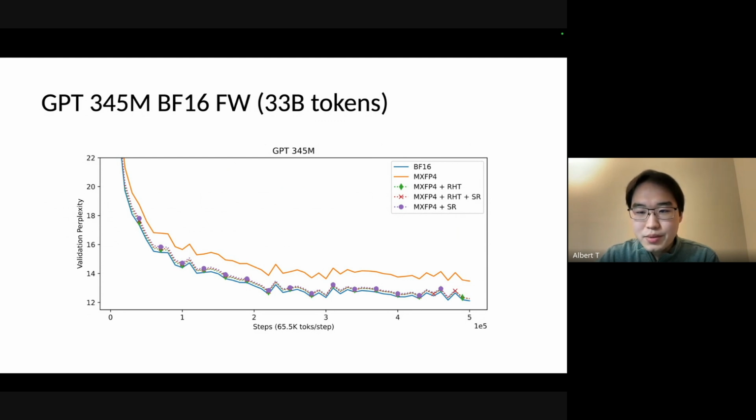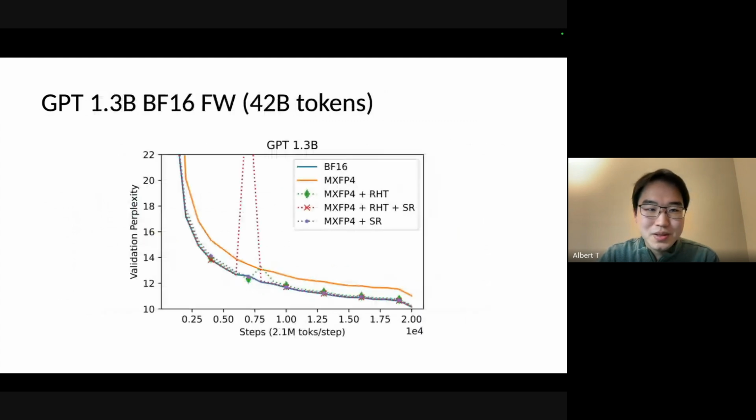And if you add the Hadamard transform, stochastic rounding, or both, you can get very close to BF16, which is good. This is GPT 1.3b. Again, the same story. If you do what we propose, which is the red line, you can get essentially the BF16 curve. If you do either half of the things we propose, it also is pretty close, but if you zoom in, it's a little worse. But if you don't do anything, it's just not worth doing.